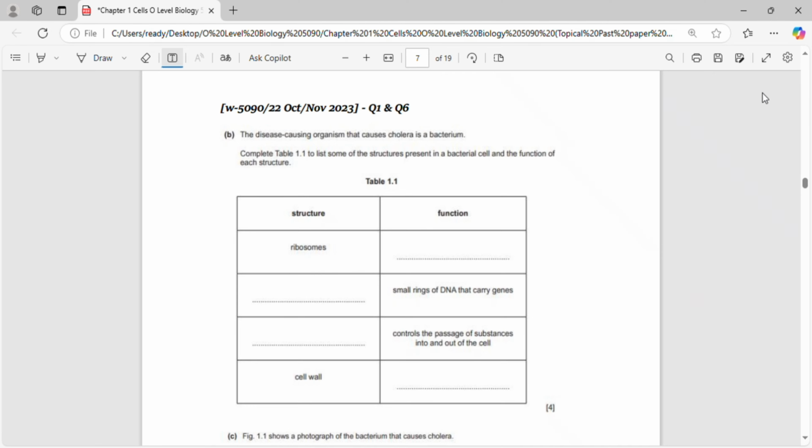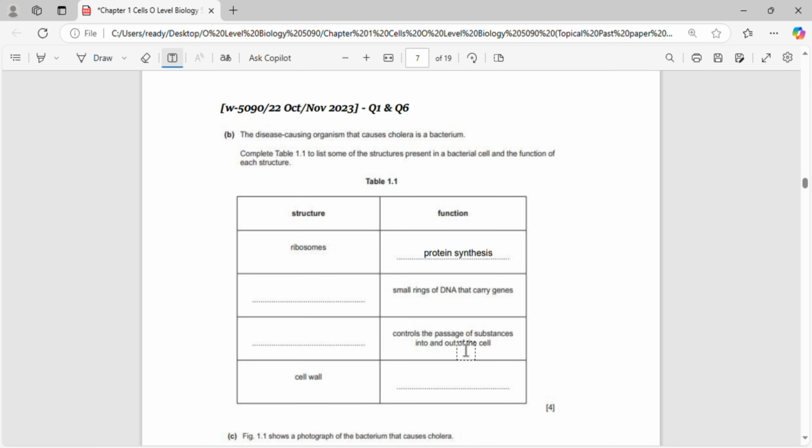Let's move on to another question from the same year but another variant. It's common for exam papers to feature multiple questions from the same chapter, often linked to another chapter. In this question, we are provided with a table to test our knowledge of bacterial cells. We need to identify the structures and functions of unknown parts of the bacterial cell in order to complete the table. The first part mentions ribosomes, and we know that their function is protein synthesis.